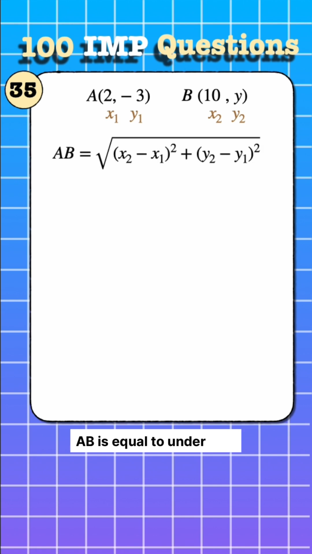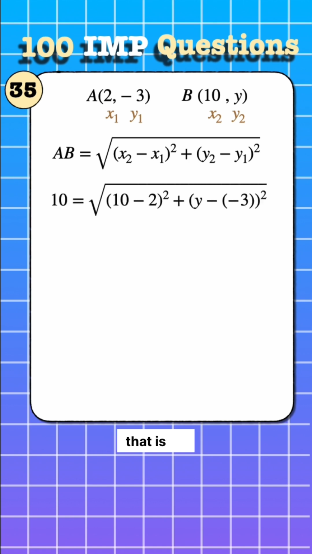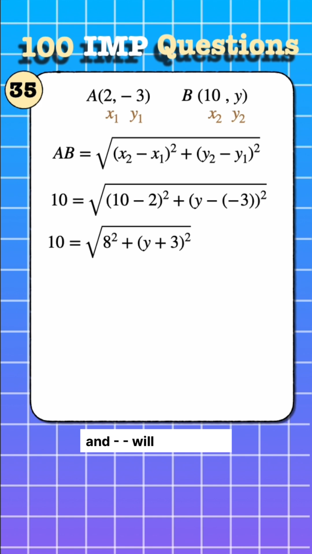AB is equal to under root x2 minus x1 bracket square plus y2 minus y1 bracket square. Distance is already given, that is 10. So AB is 10, x2 is 10, x1 is 2, y2 we don't know, so y2 is y, and y1 is -3. So 10 minus 2, 8 square, and minus will become plus. So y plus 3 bracket square.